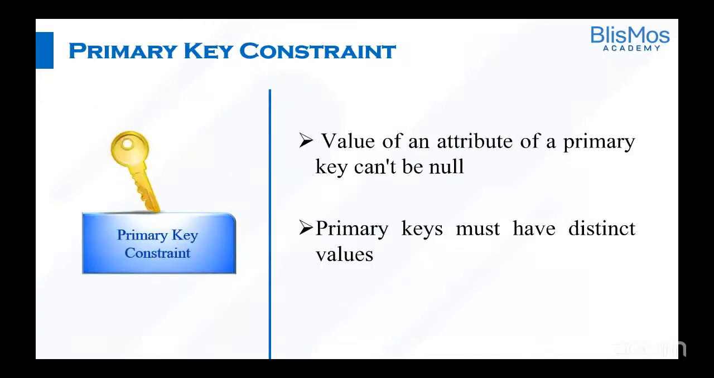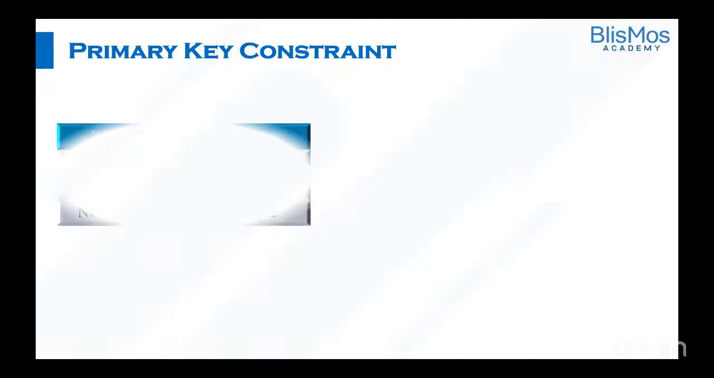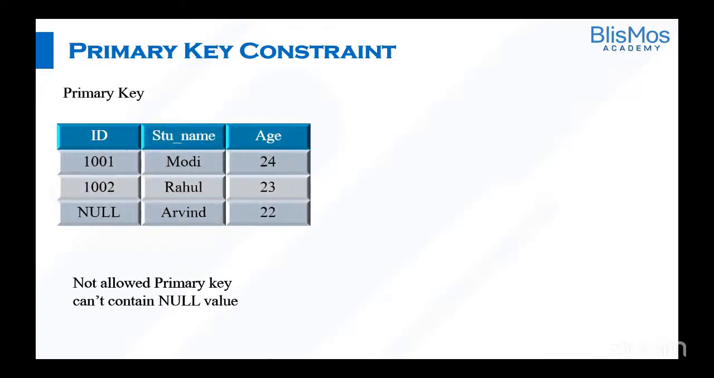Okay, so we already know, when we learned about the primary key, we said the value of an attribute of a primary key can't be null. The same thing here. The primary key should not have duplicate values. All the primary keys should be unique or distinct.